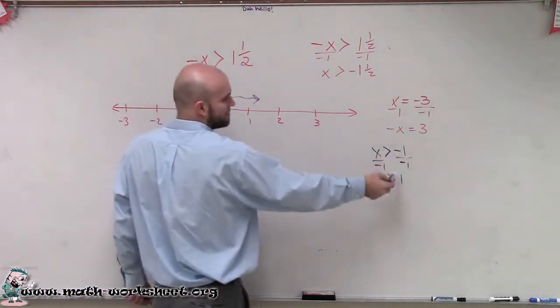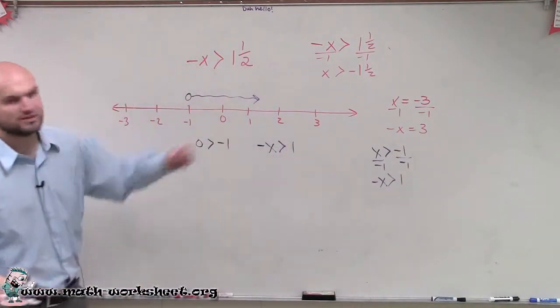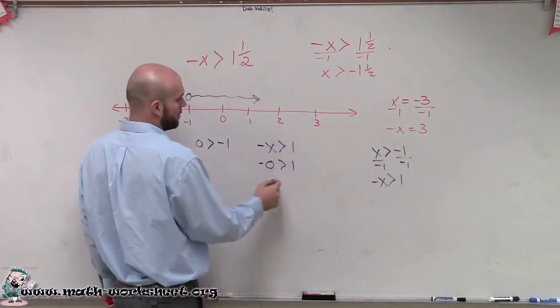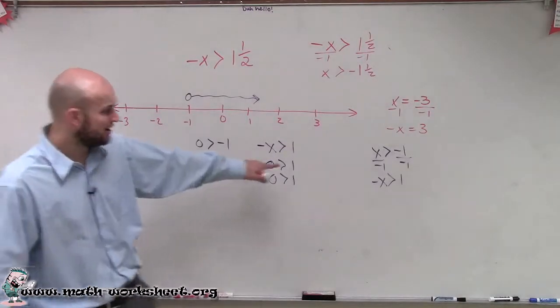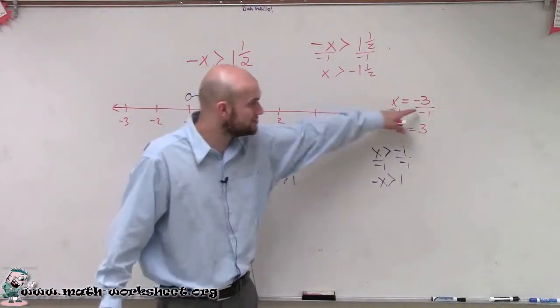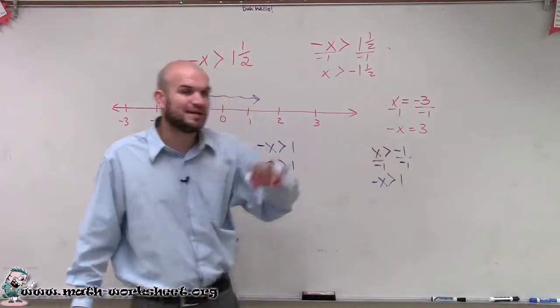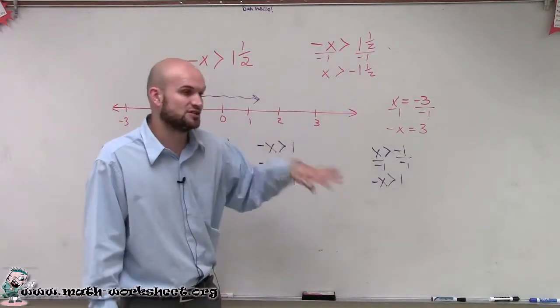But if I rewrote this and said negative x is now greater than 1, what if I put 0 in for this? Negative 0 greater than 1, 0 is greater than 1. Is that still true? No. But all I did was I did the same operation. As long as you do the same operation, for equations it's true. But for inequalities, we can't apply the same operation with division and multiplication of a negative number.